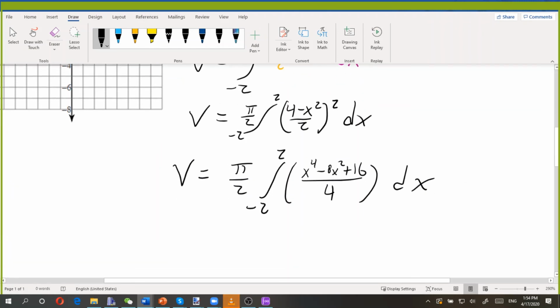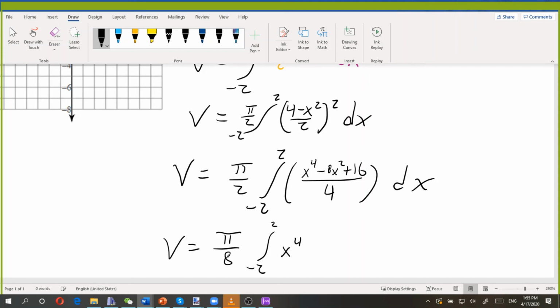Okay, so I'm going to pull out that 4 since that's still a constant. That 4 is on the bottom of a fraction, so this is really 1/4 times pi over 2, which is pi over 8, times the integral from -2 to 2 of x to the 4th power minus 8x squared plus 16 in terms of x. And then we can integrate normally. Okay, any questions on our math so far?